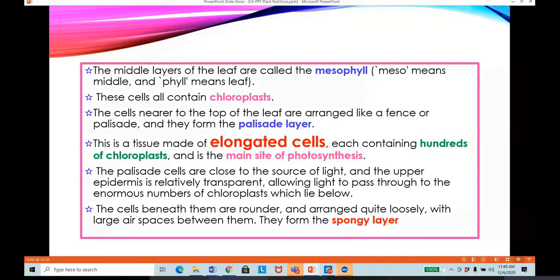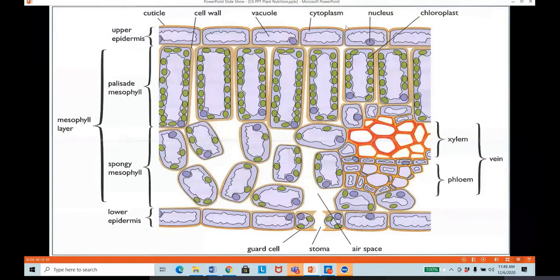Excellent. So this layer which you see right beneath the epidermis is the palisade mesophyll layer, which consists of elongated cells, and they also contain hundreds and thousands of chloroplasts in them, because it is the main layer in which the process of photosynthesis takes place. And beneath that, you will see the spongy mesophyll layer, which has gaps in between. Through these gaps run the vascular bundles, the xylem and the phloem, which help in the transport of the various materials, as we discussed already.